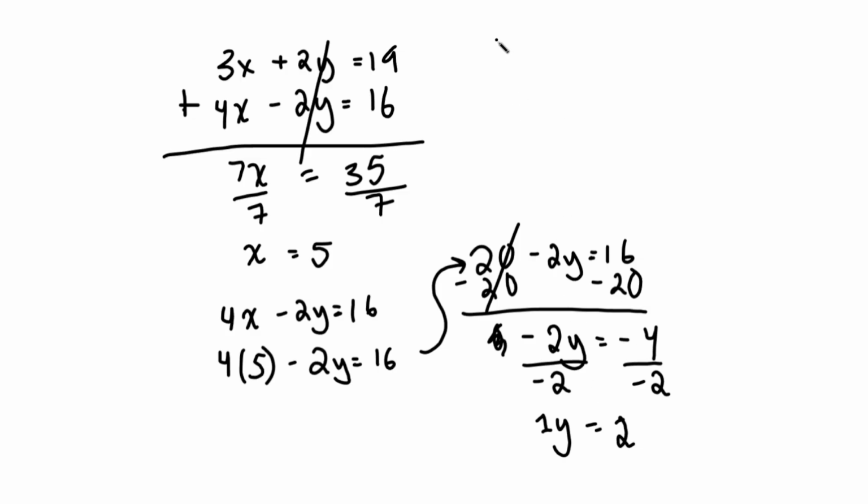So how would we write this question's answer, you may be asking? We know x is 5, and we know y is 2. So we can write it like this.